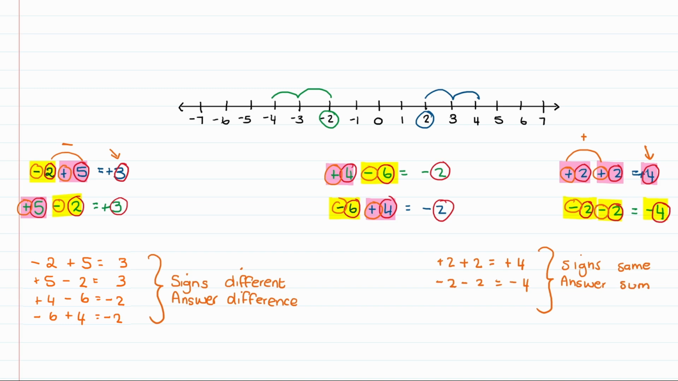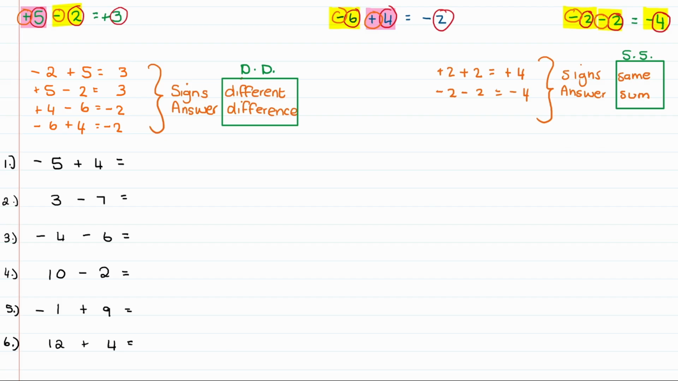And here's the rule to mentally calculating integers without the use of a number line. If the signs in a question are different, you find the difference. We can remember this as DD for short. And if the signs are the same, find the sum, which we can remember as SS for short. Okay, let's try some examples to test out this rule that we found.